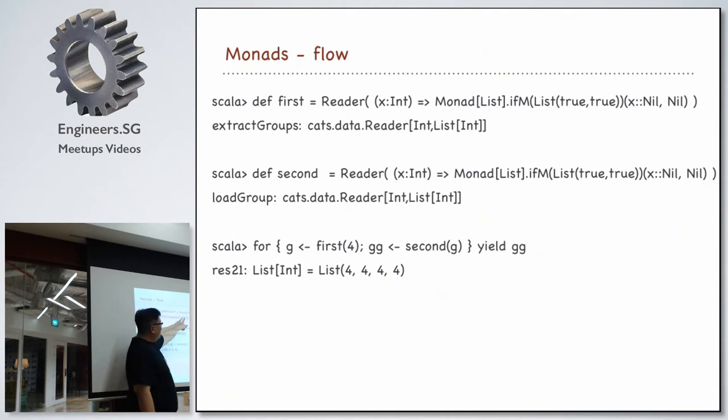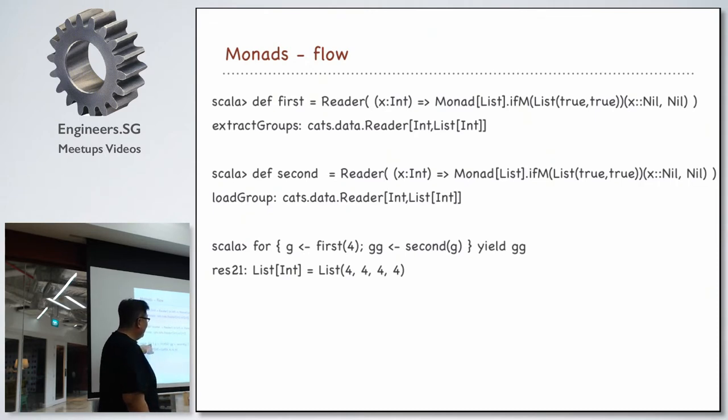Now, let me go through what I'm saying here. I want to take an int and give you, this is a repeat. A repeat basically says that if I see a true, give me a list of x, and if it is true also, give me the list of x as well. This is what it means. These two are the same thing. It wasn't my intention to confuse you, but they are the same thing.